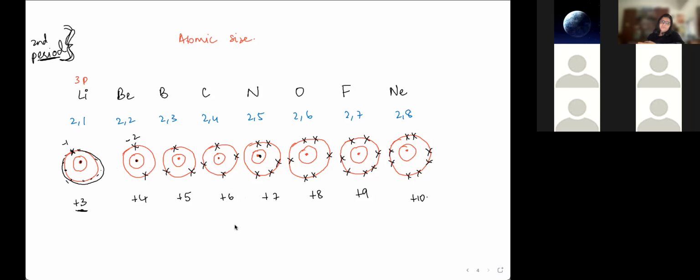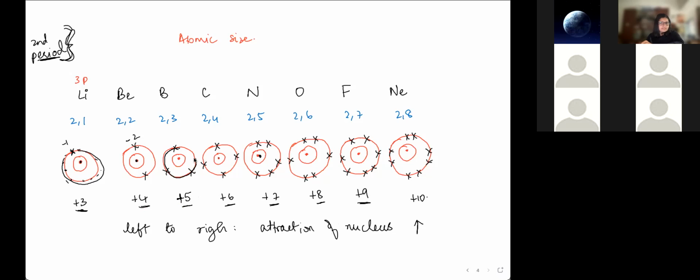It increases. Yeah, so from left to right, the attraction of the nucleus is increasing because the number of protons is increasing. So these protons are all exerting force at the same distance over whatever set of electrons are there over here.